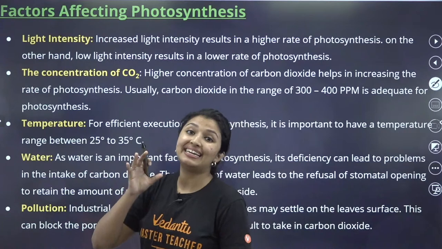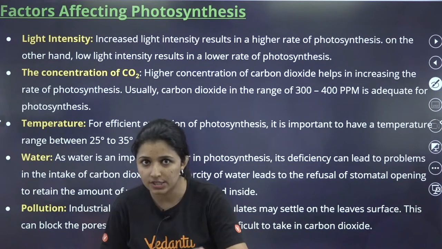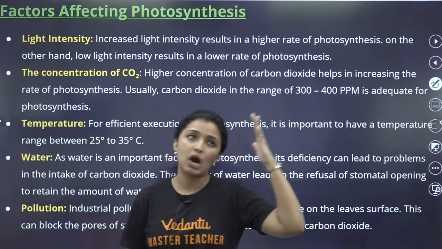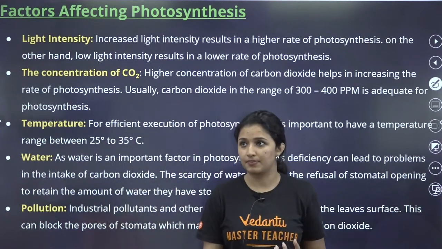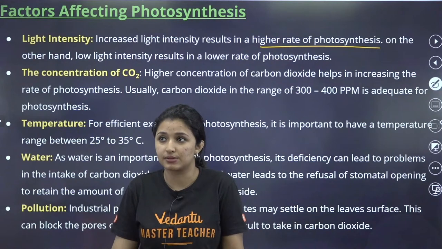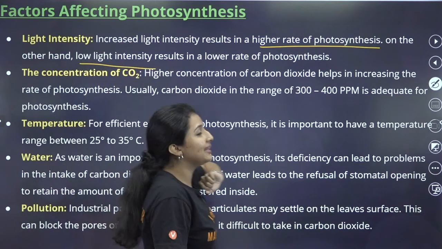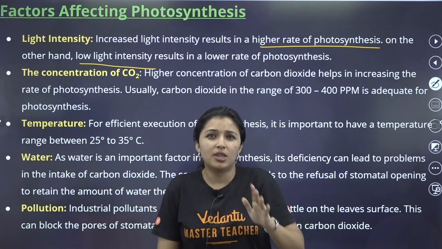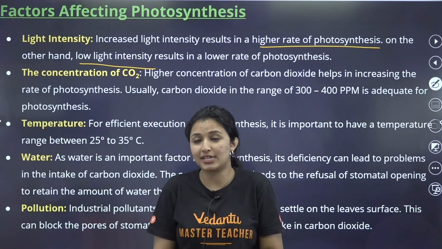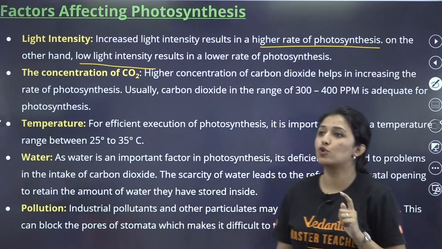First is light intensity. How bright a light do you require for photosynthesis? You can give the plant very bright light, because at a point, light intensity doesn't matter. However much light they get, they will utilize it. Increased light intensity means a higher rate of photosynthesis. They will be all the happier to do the photosynthesis process. On the other hand, if you're giving very dim light, the plant will be like, what are you doing? Give me a little more light. They do require high intensity light for a proper rate of photosynthesis.